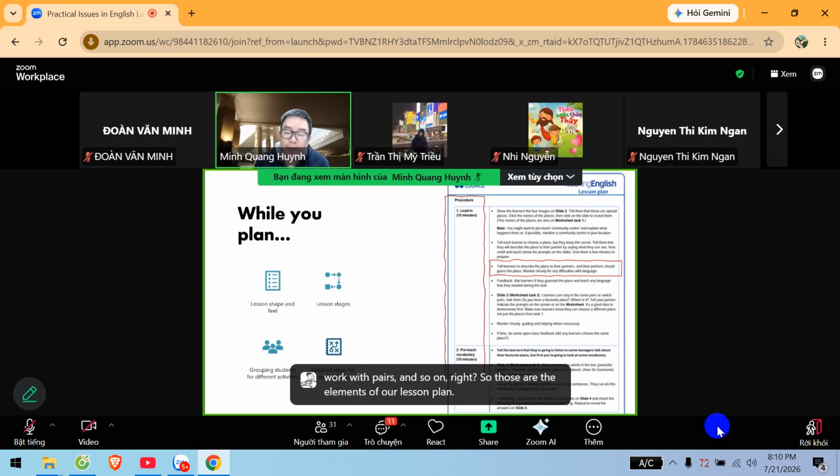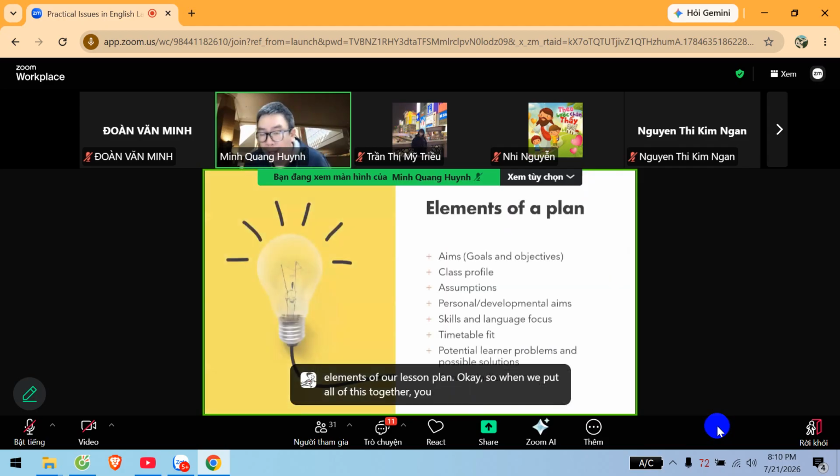Okay, so when we put all of this together, you will have what we call a lesson plan. And the plan will include elements like the aims, what you want to achieve with your learners; the class profile, who your learners are and their characteristics; the assumptions, what you take for granted in your planning and what may go wrong. And then your personal developmental aims, right? So what can we learn from the plan that we are doing? How can we develop our teaching skills from the lesson plan?